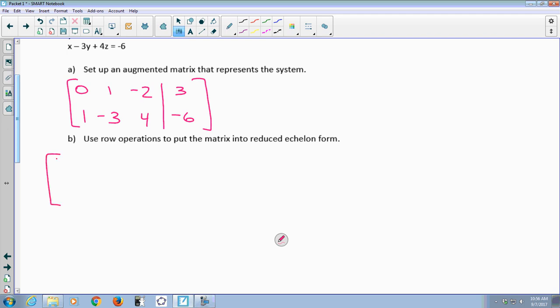Okay, so I'm just going to do 1, -3, 4, -6, and 0, 1, -2, 3. All right, so now my whole first column is done. I have a 1 in the upper left, all zeros below it. Move to your next column.